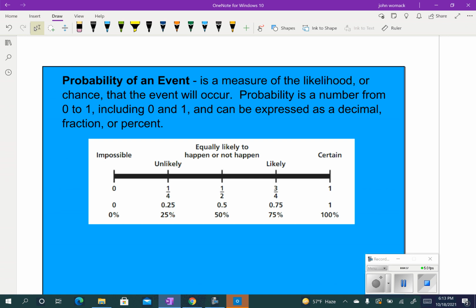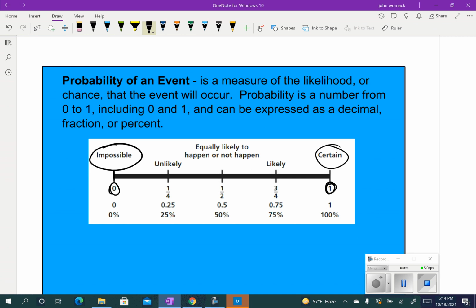So see if this makes sense, right? If something has a probability of 0, that means that it is impossible. It can't happen. And you could write it as 0, the decimal would still be 0, or 0%. Over here, if the probability is 1, that means it's going to happen. Like there's no other choice. Again, or 100%.